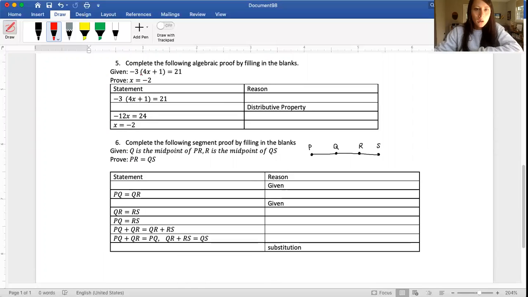So number 5 here, we have the initial given, which is just the equation. And so our reason is that it's given. And then the distributive property says I need to distribute my -3 into the parentheses. So what I'd have now is -12x minus 3 equals 21. Okay, so how did I go from -12x minus 3 equals 21 to -12x equals 24? Well, didn't I just add the 3 on both sides? And since I'm adding, that's the addition property of equality.